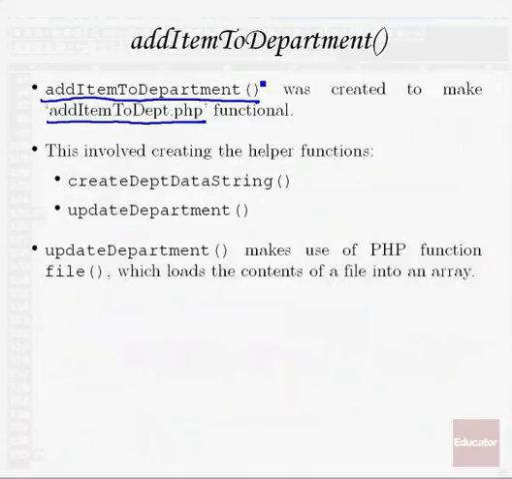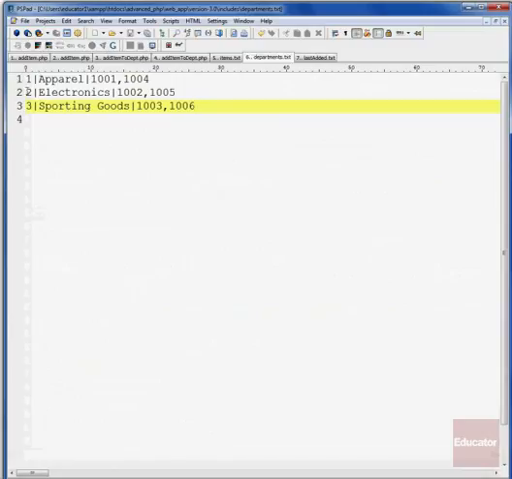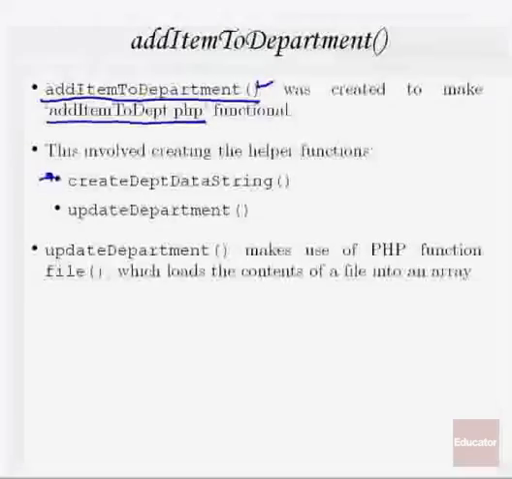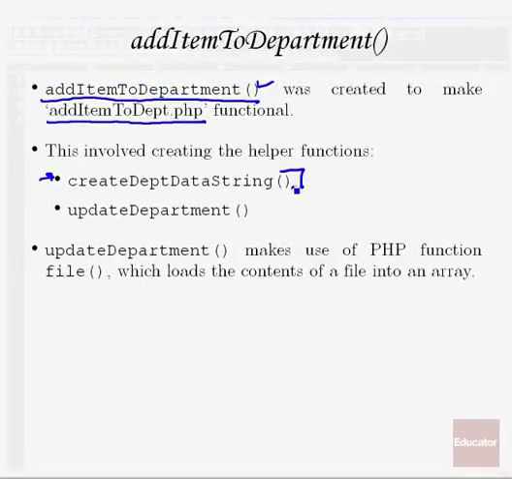In using this add item to department function, we're creating two additional helper functions. One is create department data string, which is just like what we had seen when we added a new item to the store, where we had create item data string. We're basically going to have a function that's going to take an array of information about a particular department and create that delimited string that follows the format in departments.txt. And here it's a delimited string with 3 different fields, where the third field is a comma separated list of all of the item IDs for the items in the department. And so that's the create department data string function.